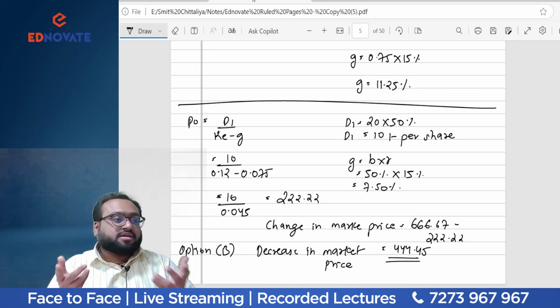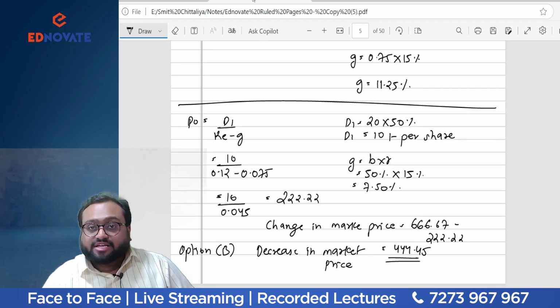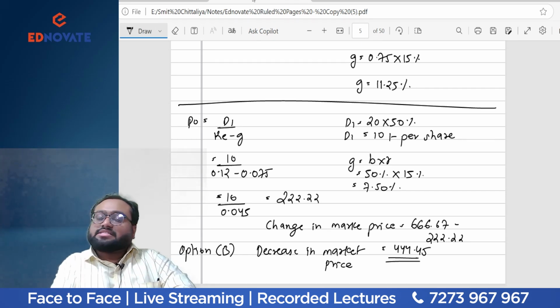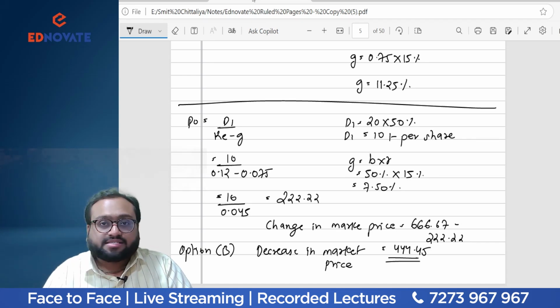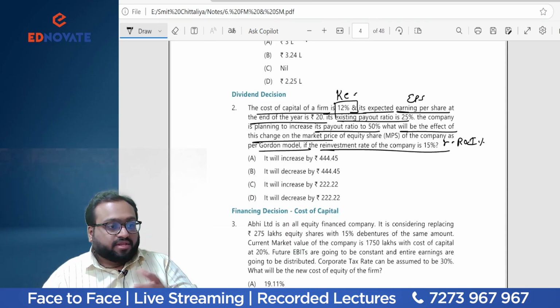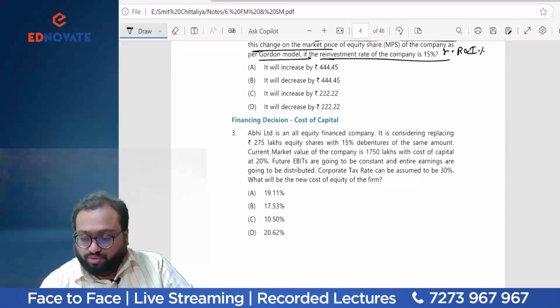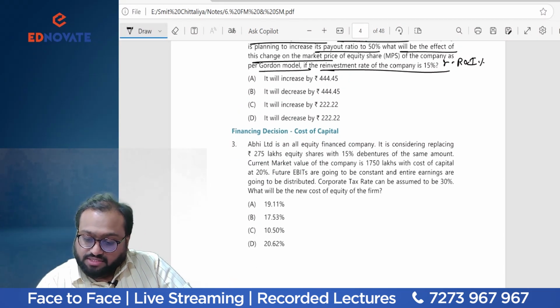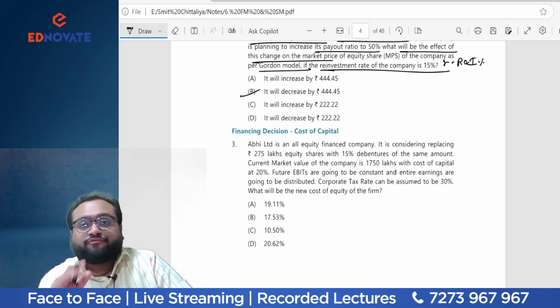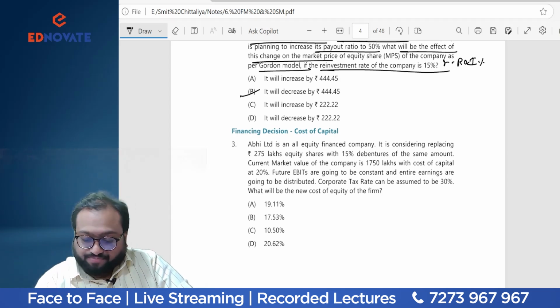Very simple sum, easy to solve. This I've explained to you via writing. In the exam, you can easily solve it in rough and get your answer in a few minutes. Am I right, students? Say yes or no. Yes, students. Coming to your question number 3, we are done with sum number 2 completely. The right answer is it will decrease by 444.45. Now coming to question number 3, it is on your cost of capital.